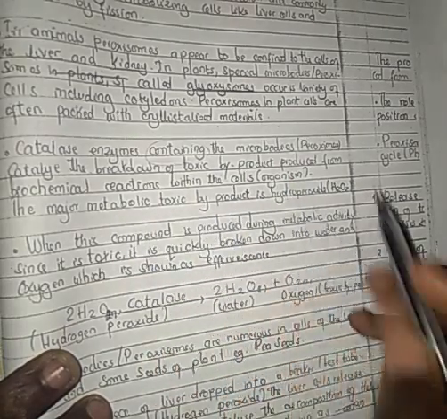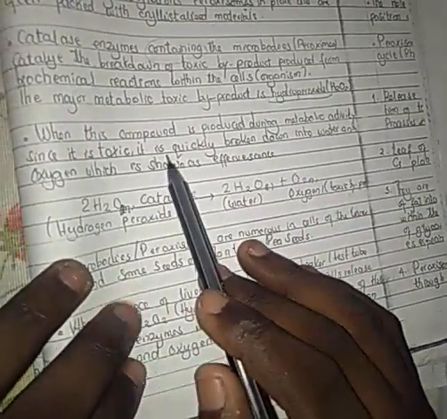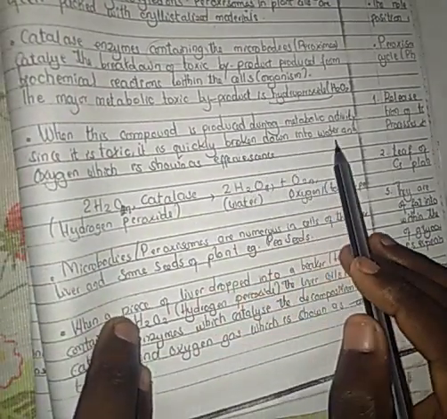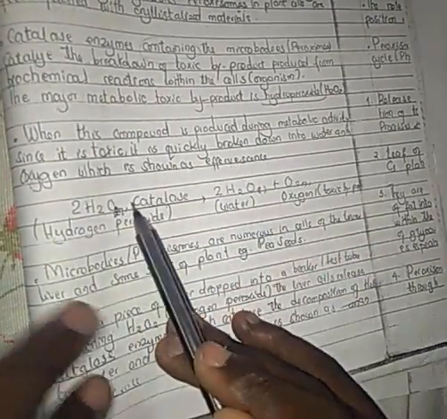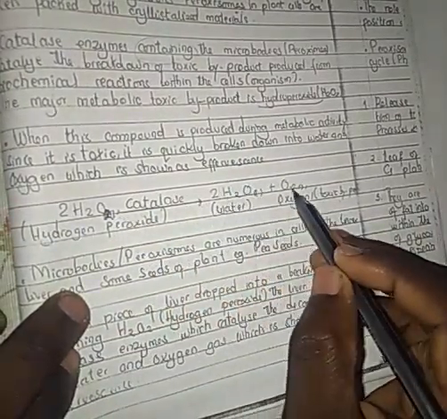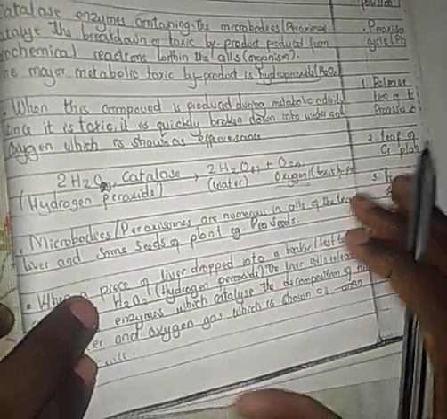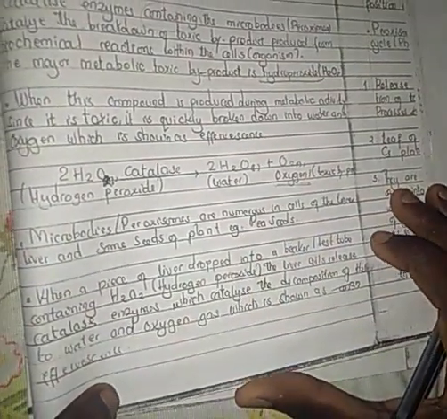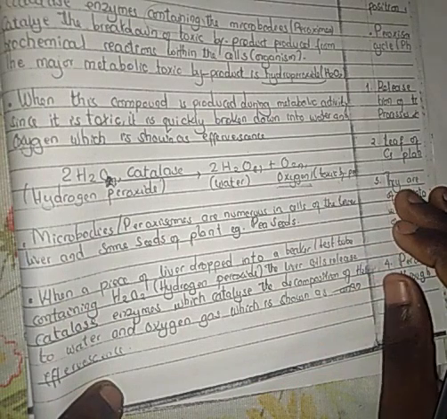The major metabolic toxic byproduct is hydrogen peroxide, as I told you earlier. When this compound is produced during metabolic activities, since it is toxic, it is quickly broken down into water and oxygen, which is shown as effervescence. So we have hydrogen peroxide here, then it is broken down into water and oxygen. This oxygen appears as effervescence, and this is one of the practicals you will do in your Form 6 biology practical. You will have liver cells, and then you have hydrogen peroxide.